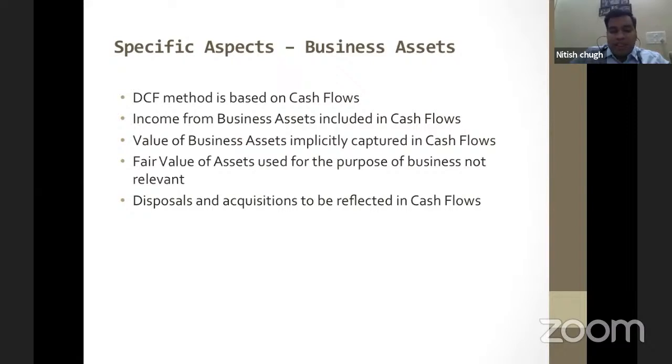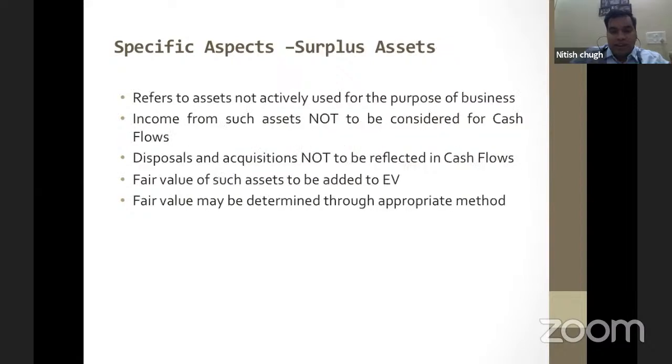their disposal and acquisitions are already reflected in the cash flows by way of capex changes. So no adjustment is required for business assets, whereas adjustment is required for surplus assets.